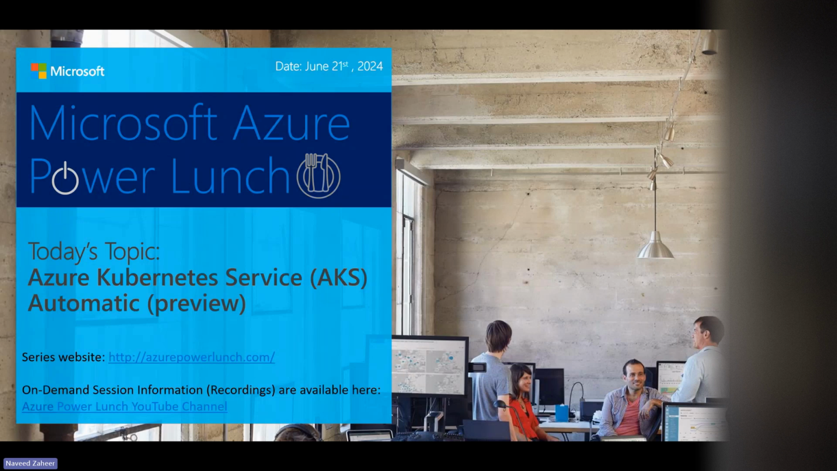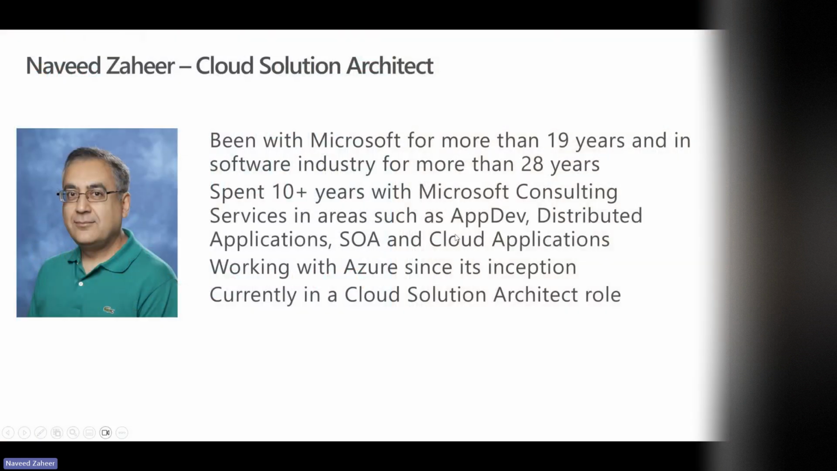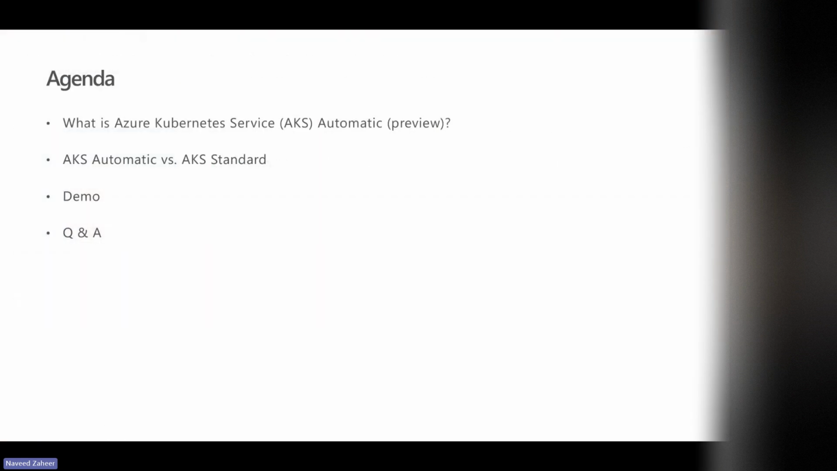And with that, let's start with our topic of discussion, which is AKS Automatic. This is a new way to deploy AKS, and we are going to be talking about it today. Here is a quick agenda. We are going to be talking about what is in AKS Automatic, what is AKS Automatic versus AKS Standard, and we have a quick demo. And of course, please feel free to ask questions anytime.